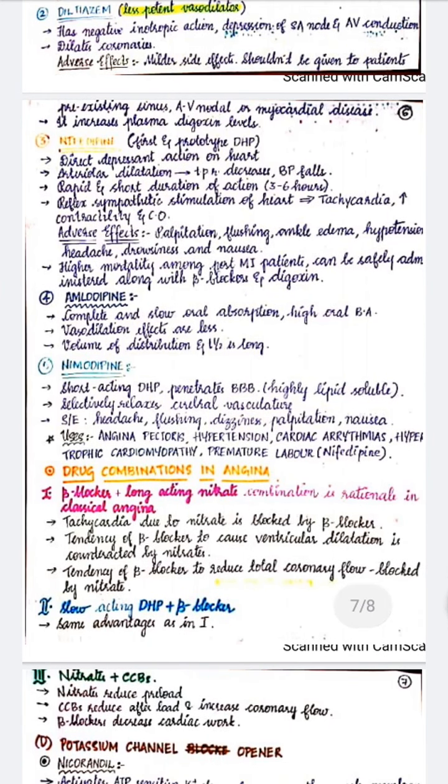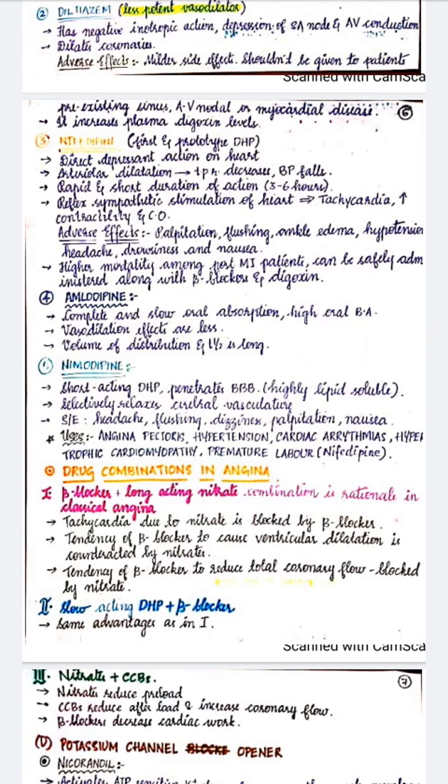Now coming to Nifedipine, it is the first and prototype DHP. It has got a direct depressant action on the heart. The arteriolar dilatation results in decrease in the total peripheral resistance, hence BP falls. Rapid and short duration of action, that is 3 to 6 hours. Reflex sympathetic stimulation of the heart can result in tachycardia and increase the cardiac contractility as well as cardiac output.